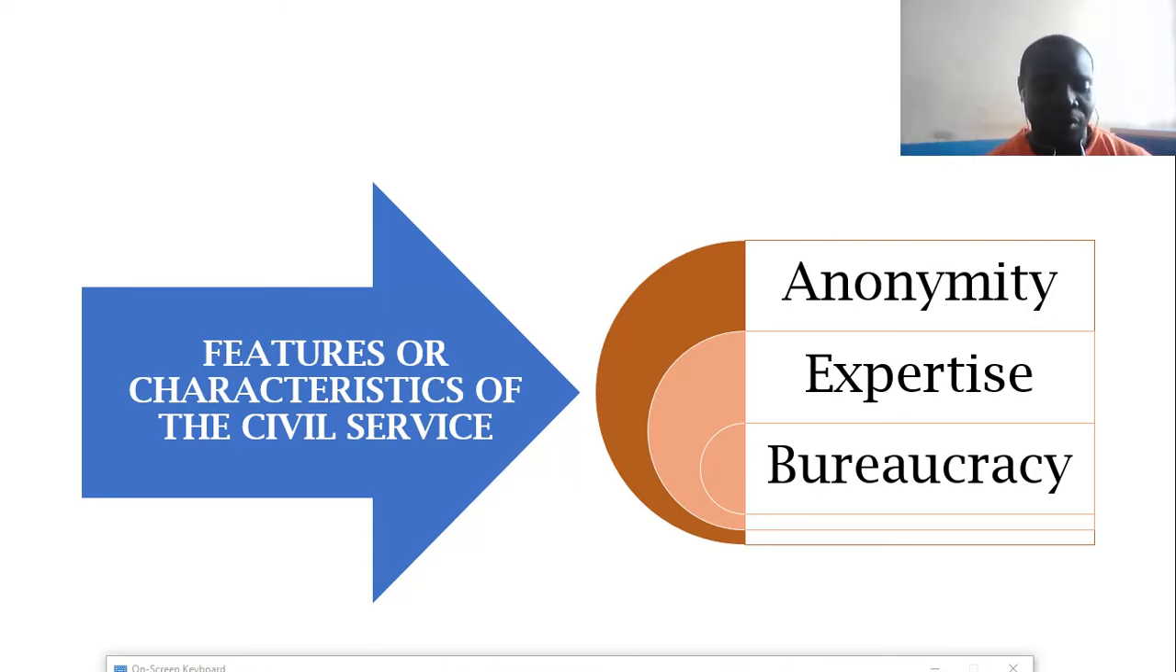Then we have bureaucracy. That is to say, in civil service, there is strict adherence to rules and regulations. Even though people say that this strict adherence causes unnecessary delay in implementation of policies, it is one of their characteristics. That can also be called red tapeism.